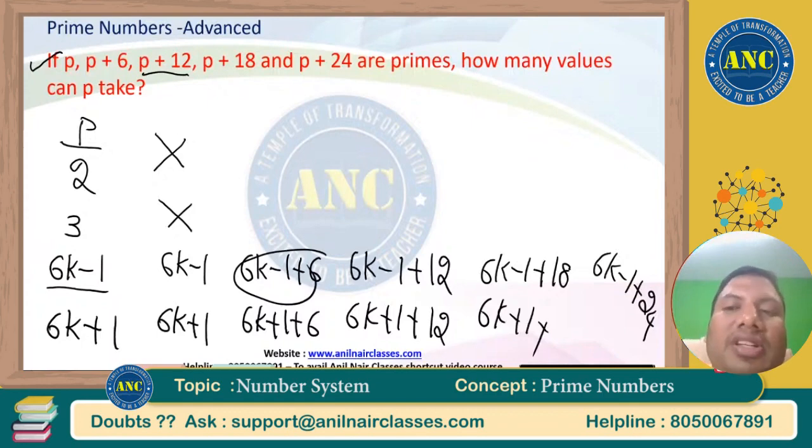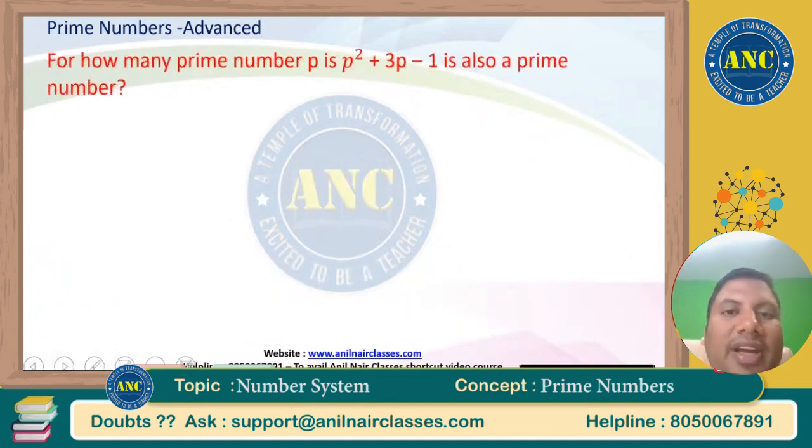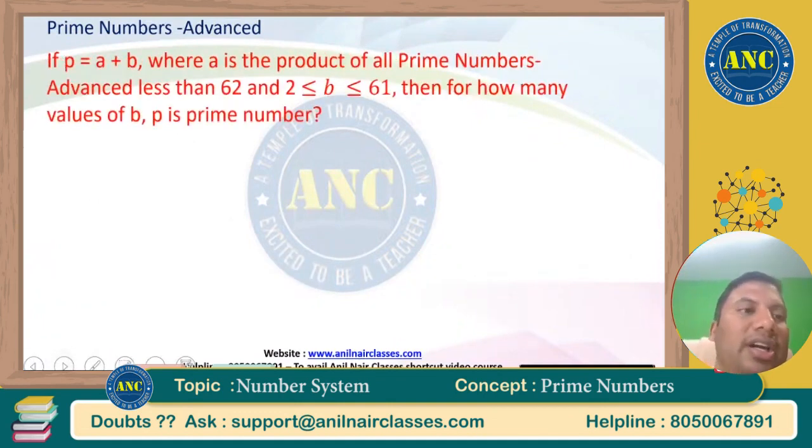Check if more than one value satisfies. If more than one value satisfies, the answer is nothing but countably infinite. This question also we solved. Now see this CAT question.